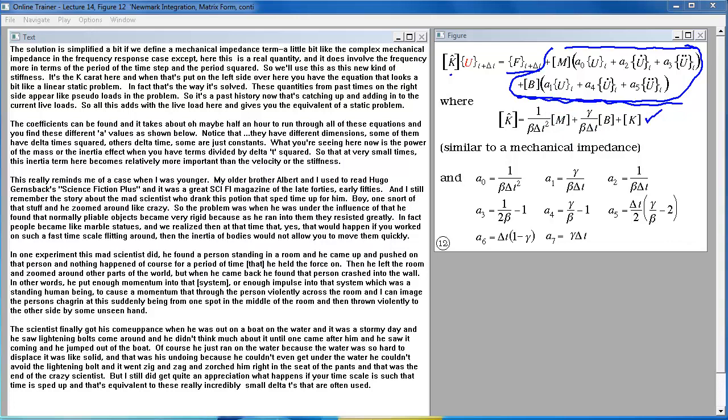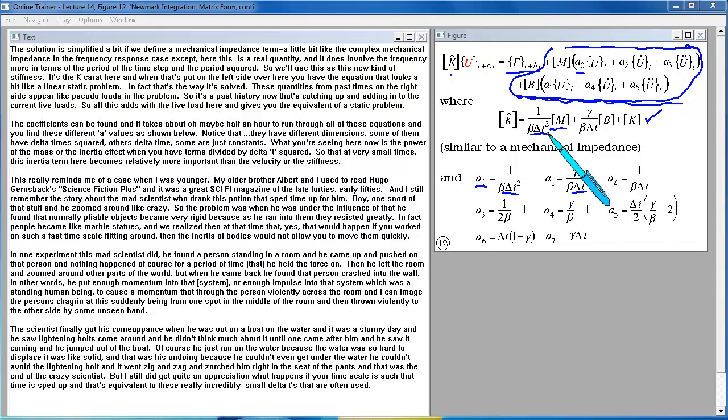The coefficients can be found, and it takes about maybe half an hour to run through all of these equations, and you find these different A values as shown below. Notice that they have different dimensions. Some of them have delta times squared, others delta times, some are just constants. What you're seeing here now is the power of the mass or the inertia effect when you have terms divided by delta t squared.